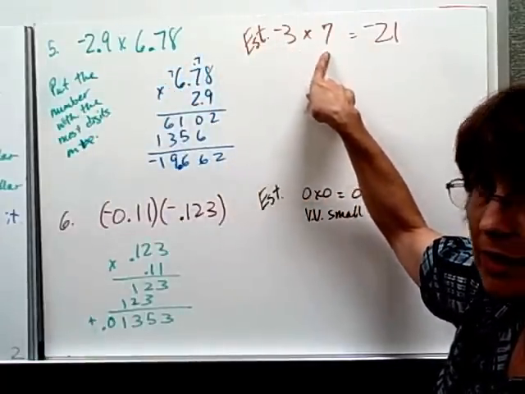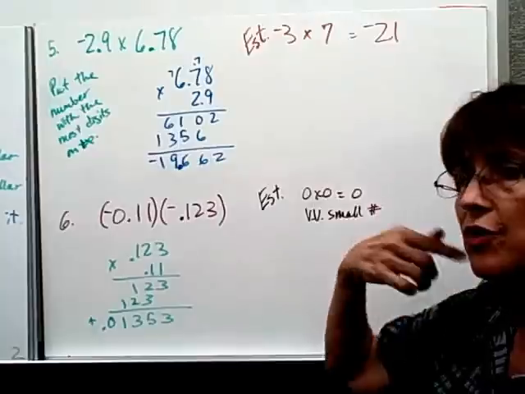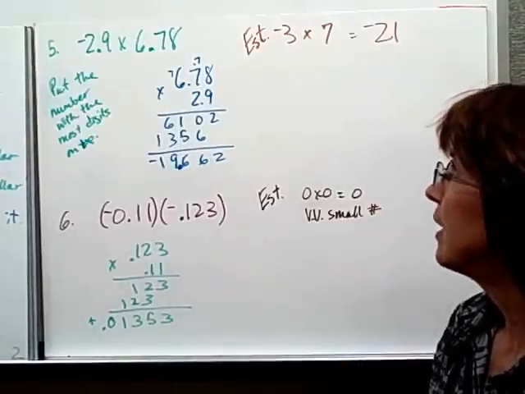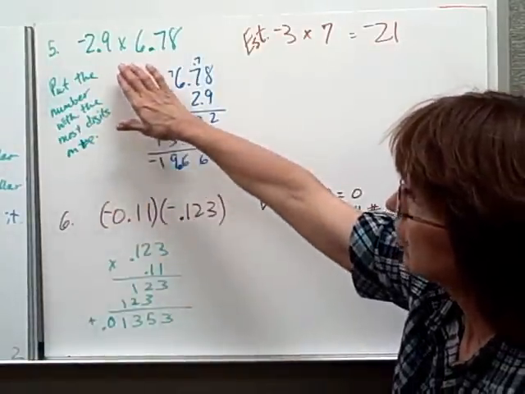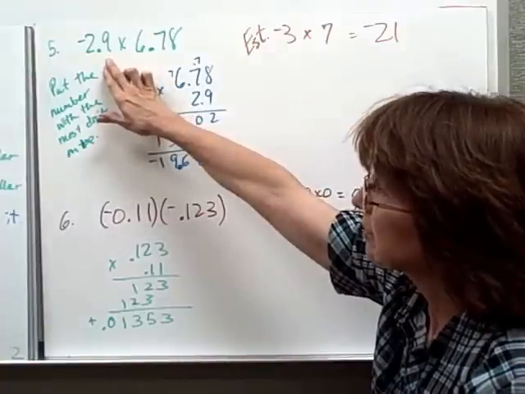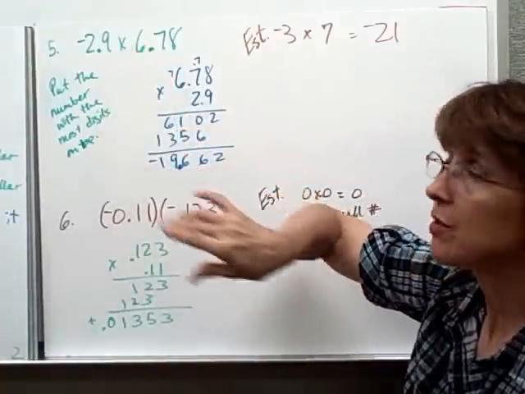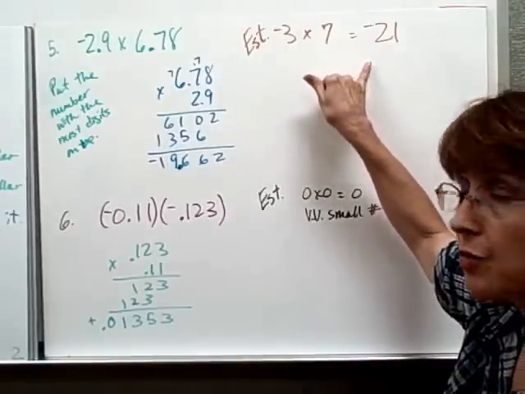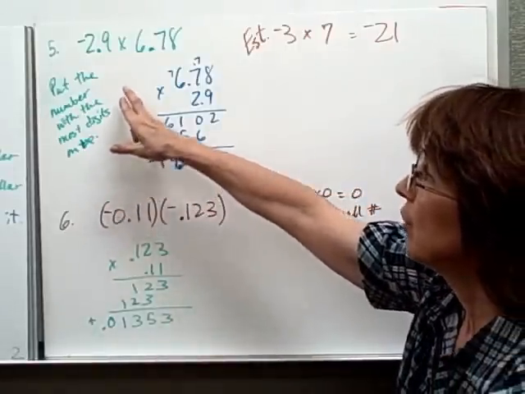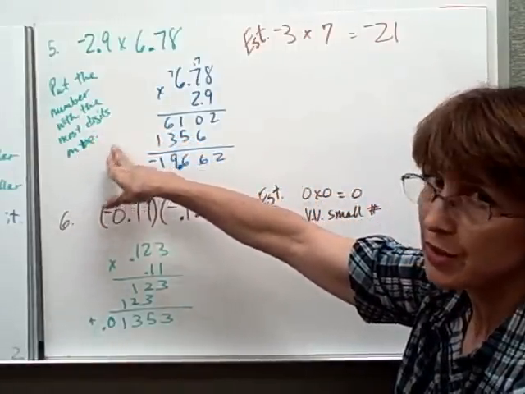So -3 times 7 will give you a -21. So my answer should be somewhere around -21. Okay, again, I did go up each time. I went up 3, my estimate was higher there, so my answer, again, might be a little bit higher than my actual answer. So what you want to do is put the number with the most digits on top.